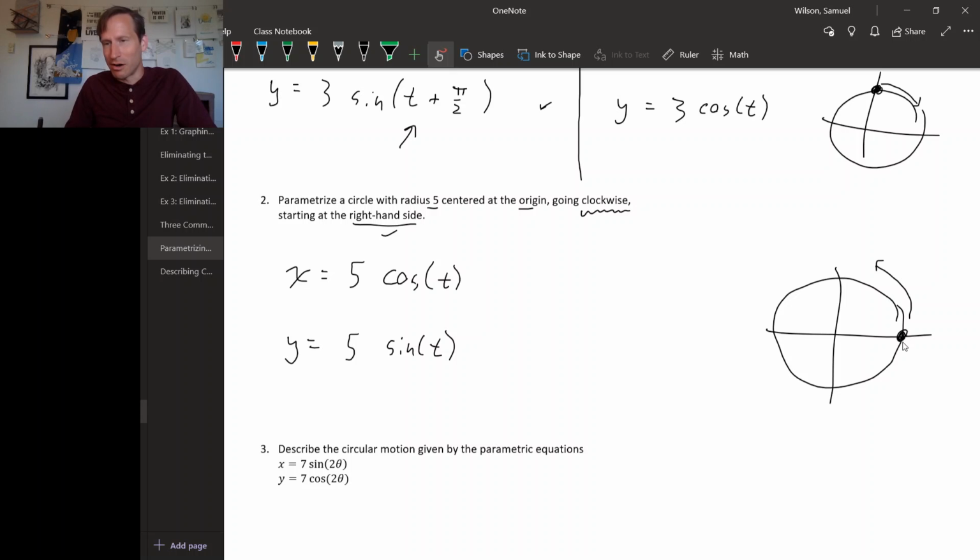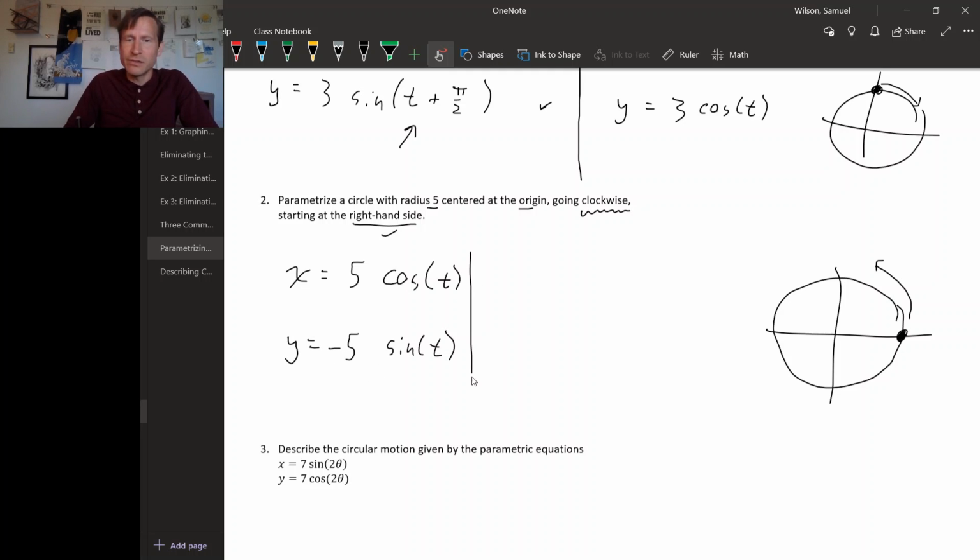We do want our cosine value, our x-coordinate value, to start big and get smaller, but we want our y-coordinate to start at 0 and go negative. So rather than having a positive sign here, we should have a negative sign like that.